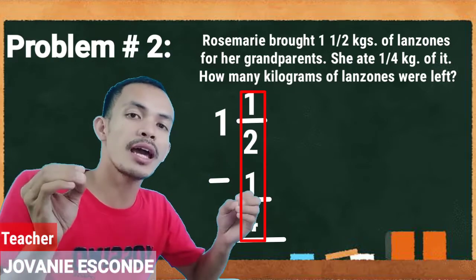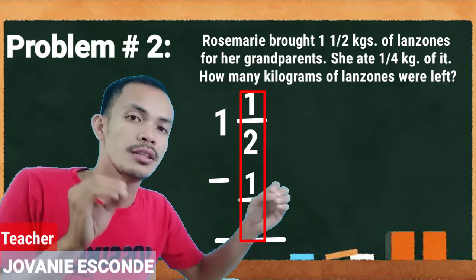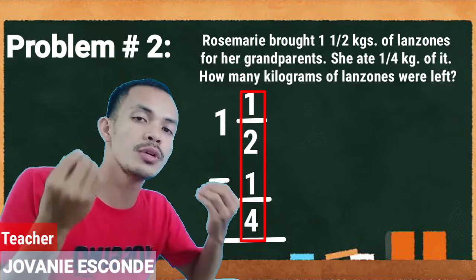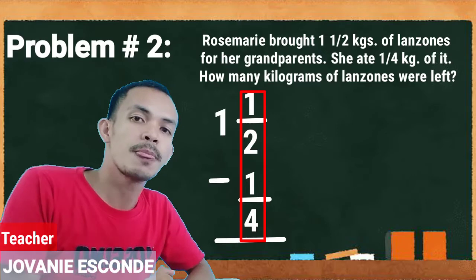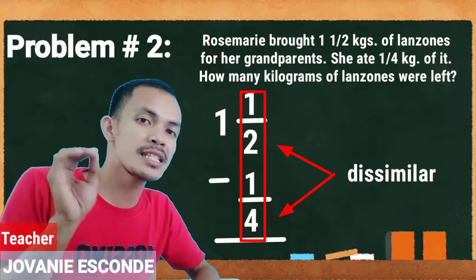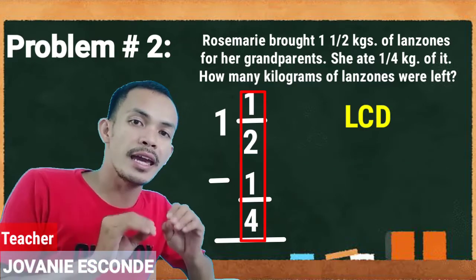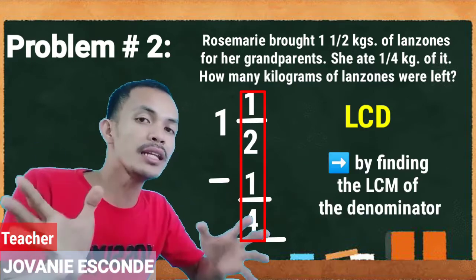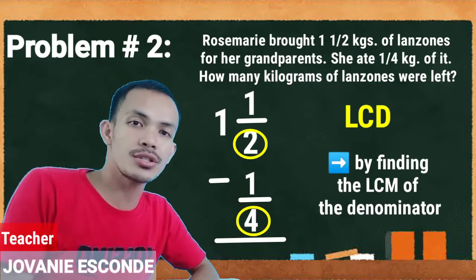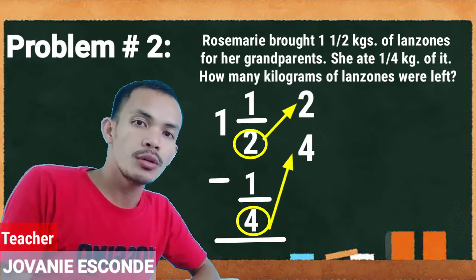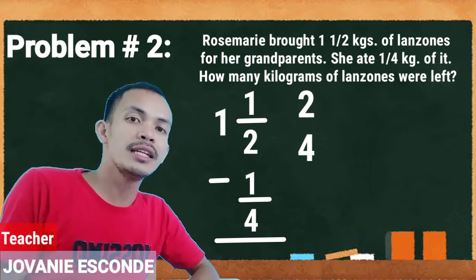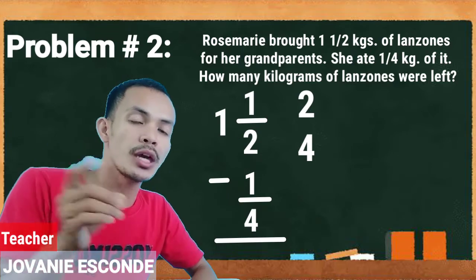So we have to align the fractional parts and then compare the fractions. Look at the fractions, are they similar already? Are 1/2 and 1/4 similar? No. So in this case, we need to find the LCD by finding the LCM of the denominators. So what are the denominators? We have 2, which is from 1/2, and 4, which is from 1/4. So let's find the LCM of 2 and 4.